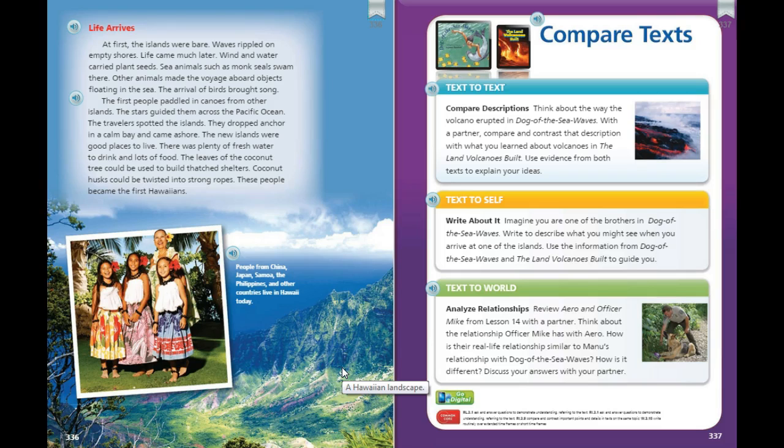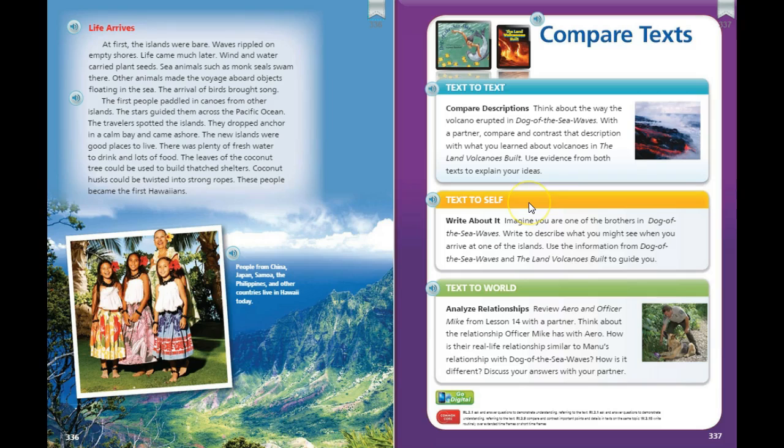All right, look at page 337. We have three connections. We have text to text, text to self, and text to world. You are going to choose one of these connections to complete today. In text to text, you're comparing descriptions, the way the volcano erupted in Dog of the Sea Waves. You're going to compare and contrast that description with what you learned about volcanoes in The Land Volcanoes Built. And you're going to use evidence from both to explain your ideas.